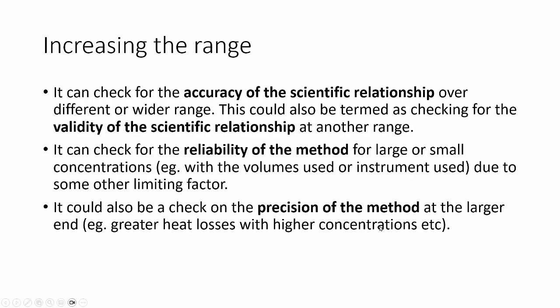So this is actually the trend. Increasing the range is the other really common modification you should make, and it actually applies to all of them. So the accuracy and validity of the scientific relationship is explored if you extend the ranges to see how far it goes. But the reliability often of methods is limited to certain concentration ranges, and the precision of a particular method often increases or decreases at higher or lower ends. And that may be of particular interest to you for a particular application. So you really need to actually just be smart.